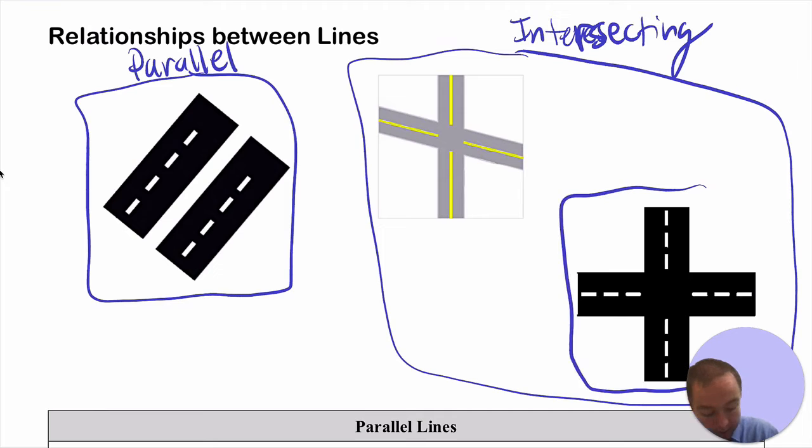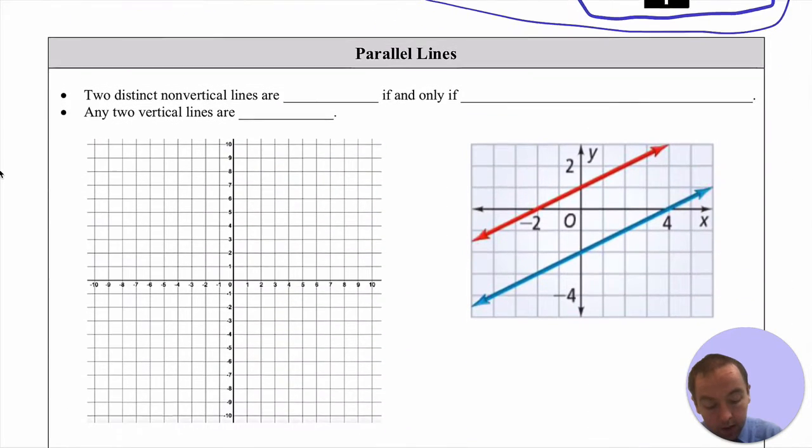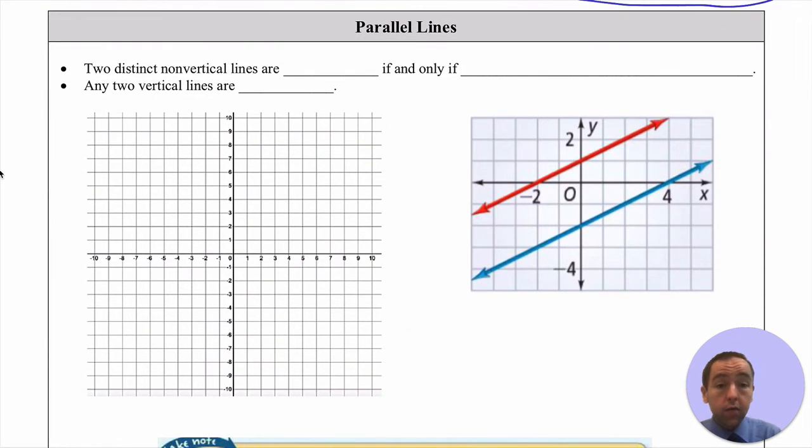Now this case right here is a little bit more special than the other one in that they're not only crossing, but when they do cross, they form 90-degree angles. And so whenever two lines make a 90-degree angle with one another, then we denote them as specifically being perpendicular with one another.